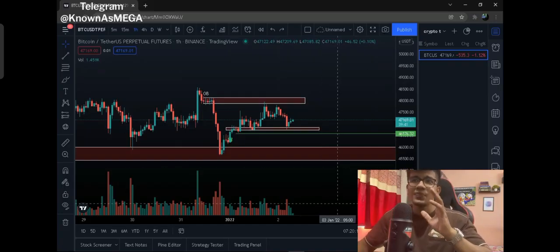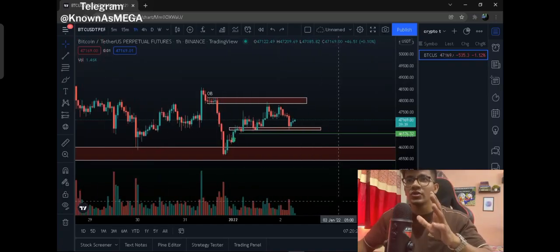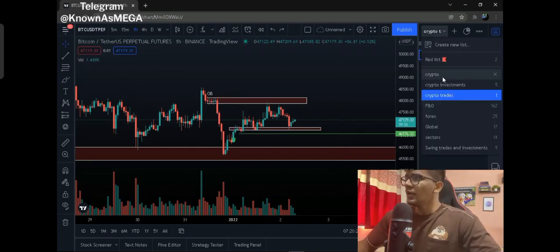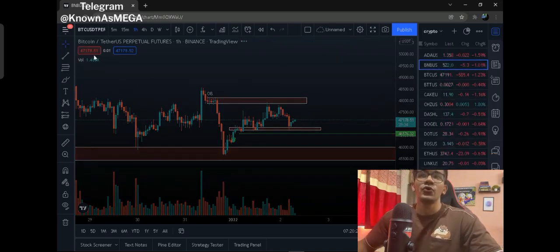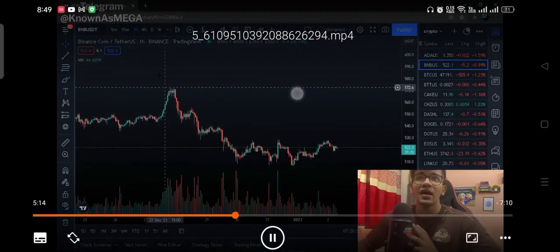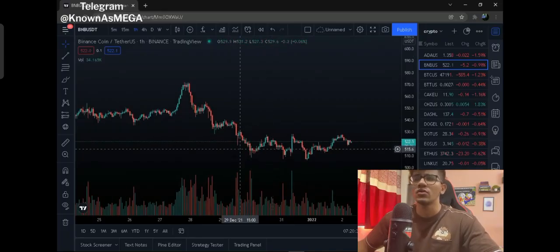Now let's talk about a simple scalping strategy that you can use in the crypto market that's going to absolutely blow your mind. So now let's switch to some altcoins. If you don't know what altcoins are, altcoins' full form is basically alternate coins. Coins that are other than Bitcoin are basically altcoins.